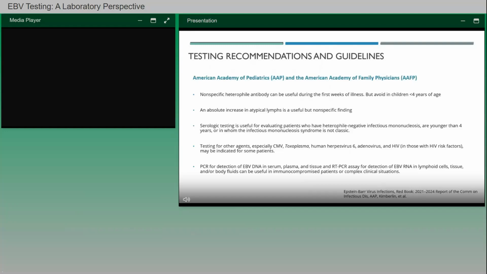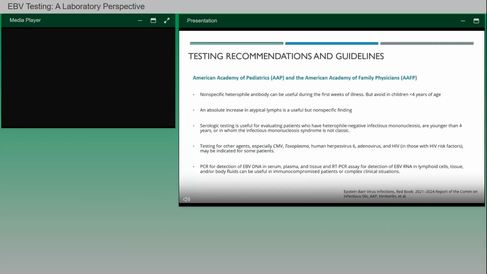Okay. Serological testing can be useful. So like that serological panel I just showed you, that could be useful for evaluating patients who are negative on the Monospot and are younger than 4, or just have a more complicated presentation of infectious mononucleosis. Their infectious mononucleosis syndrome is not classic, so they're not presenting as normal. Testing for other agents like CMV, toxoplasma, adenovirus, etc., may be indicated. Okay, so again, generalized guideline, very general.